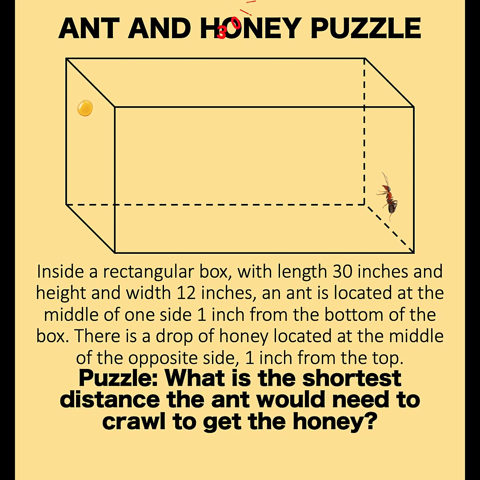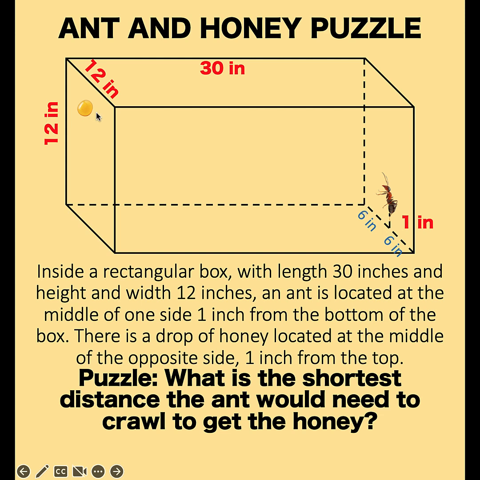Inside a rectangular box with a length of 30 inches, a height of 12 inches, an ant is located at the middle of one side, 1 inch from the bottom of the box. This distance here is 6 inches and another 6 inches because the ant is at the middle of a box with a width of 12 inches.